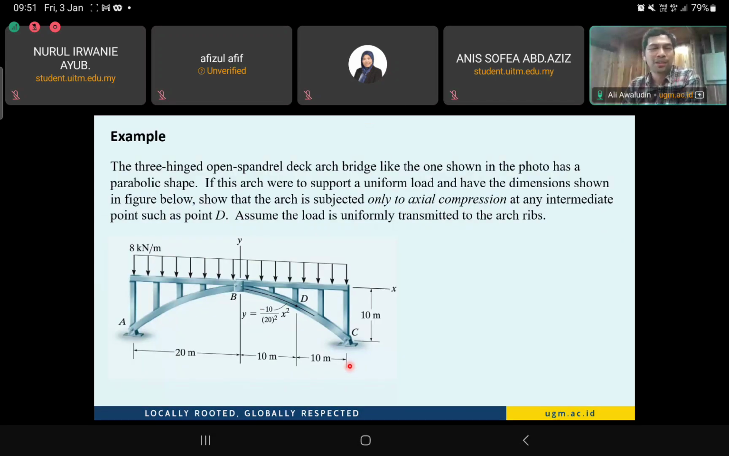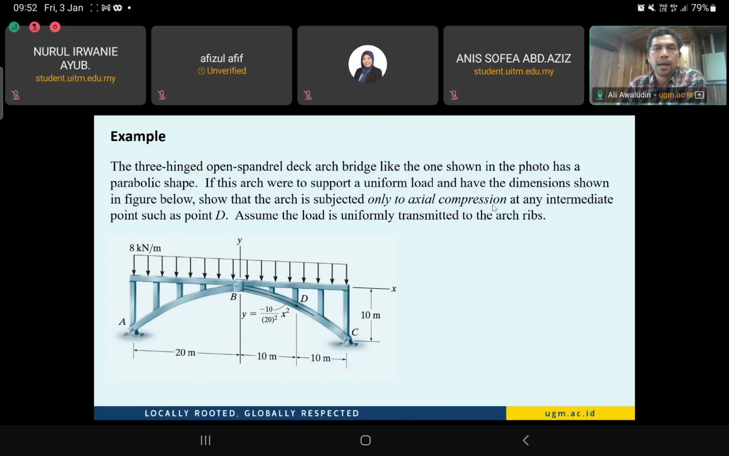Here, for example, the arch is geometrically equal to the parabolic function. Here y is the vertical elevation at the point, at the crown, equal to minus 10/20 squared multiplied by x squared. So you have the parabolic function, where x at point B equals 0, so we start from x at the crown here.